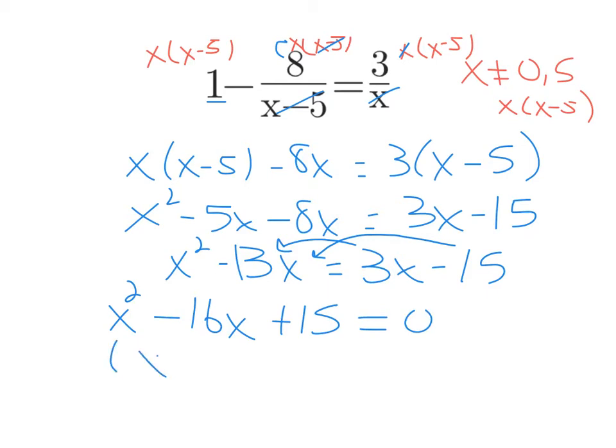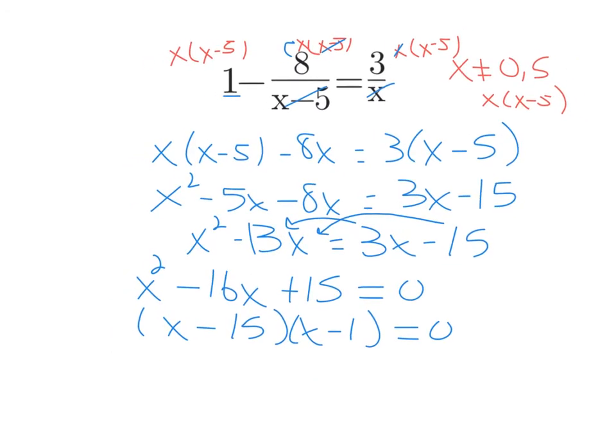And I'm going to factor. Factors of 15 that would give me 16 are 15 and 1. They have to both be negative, because if you multiply the 2 negatives, you get a positive 15, and if you add them, you get a negative 16, which is what I want. So my 2 solutions are 15 and 1, maybe.